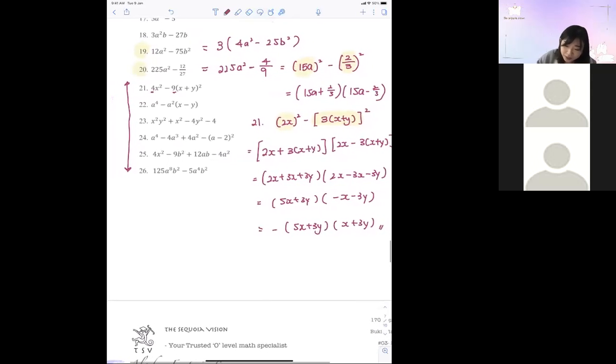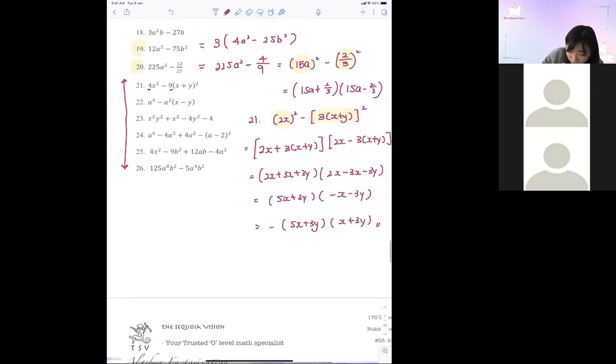I move on to the next one, yeah? Okay. Question 22. There's nothing I can do, okay? This one, I cannot form a square minus b square because the bracket doesn't have a square. Can you see the bracket doesn't have a square? So we can't do that already. First, we can only take out common factor, which is a square. So I take out a square.